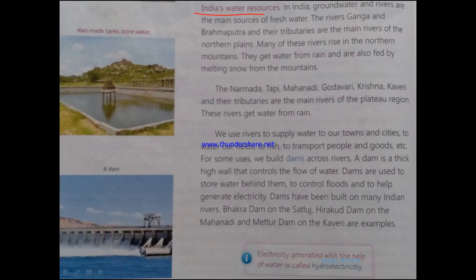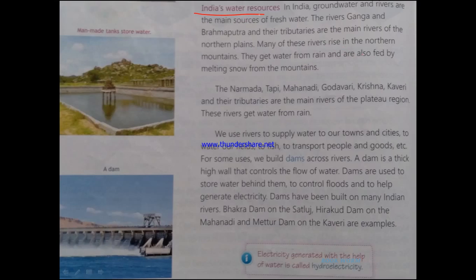So, Ganga, Brahmaputra, Yamuna, these are some of the biggest rivers of India. There are many more. So many of these rivers come from the Himalayan mountains. We have discussed this in details in the chapter of landforms. Okay, natural landforms, India's landforms, we have discussed in details.